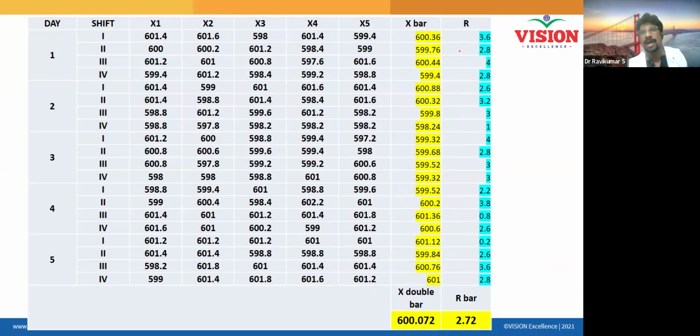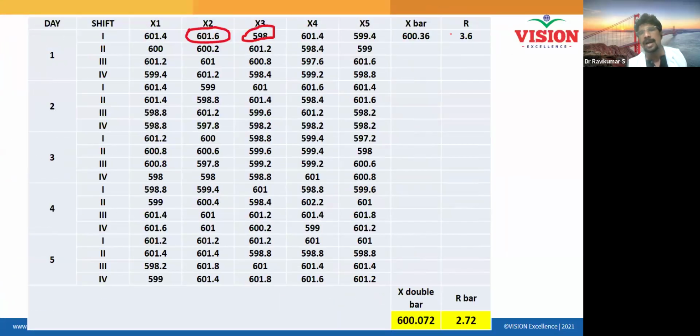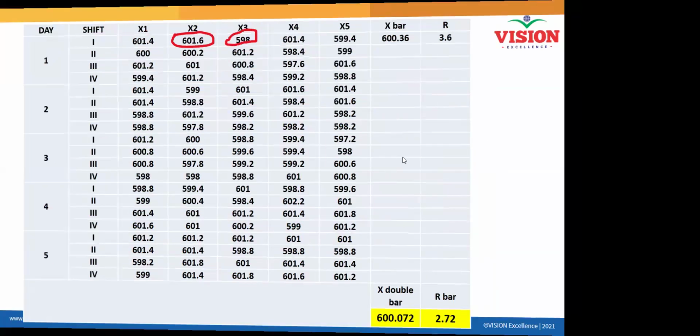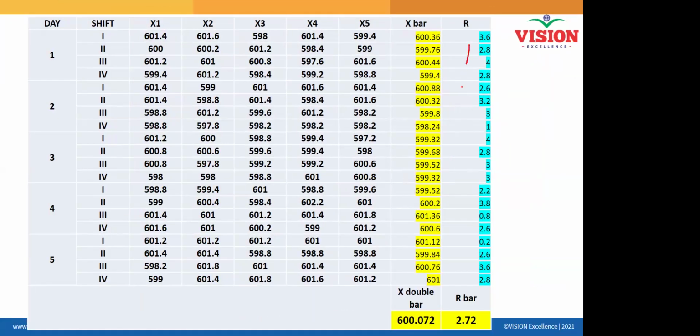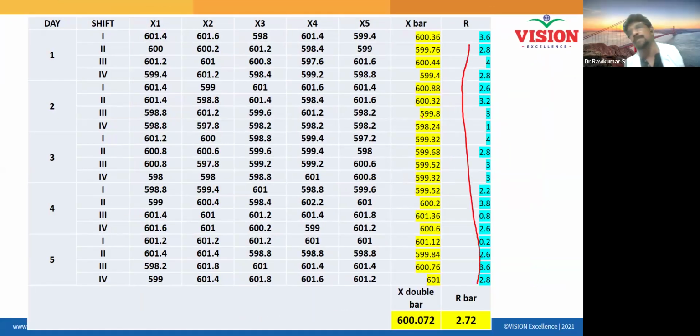Okay. See how we are calculating R. R is calculated by subtracting the lowest value from the highest value in the sample. Let us take the first sample. The highest value in the sample is 601.6 and the lowest value is 598. So you subtract 601.6 minus 598. It is 3.6. That is clear now, right? Like that, you have to calculate for all the 20 samples.